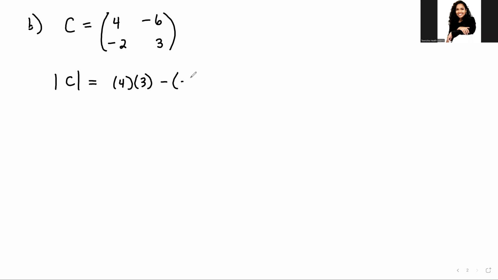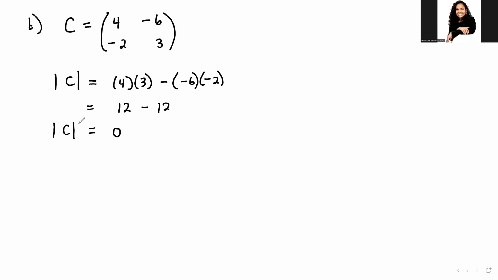Let's say we have another one. Say we have a matrix C. This matrix is equal to 4, negative 6, negative 2, 3. Well, the determinant of C would be equal to 4 times 3, take away negative 6 times negative 2. Well, 4 times 3 is 12. Take away negative 6 times negative 2, which is positive 12. And 12 take away 12 is 0. So the determinant of C here is equal to 0.